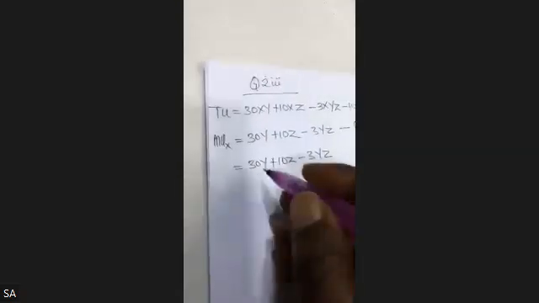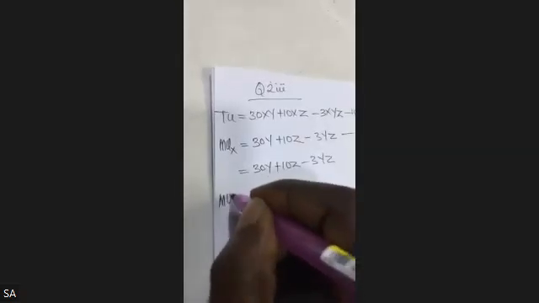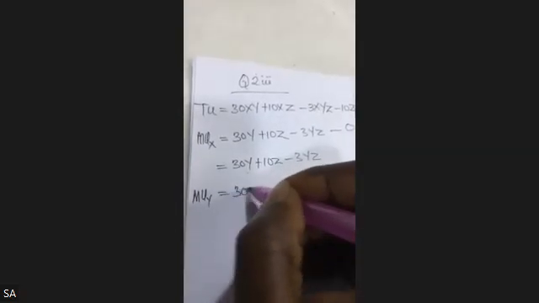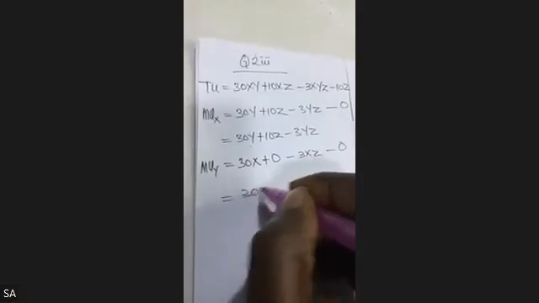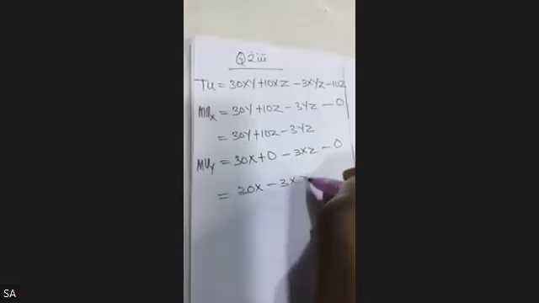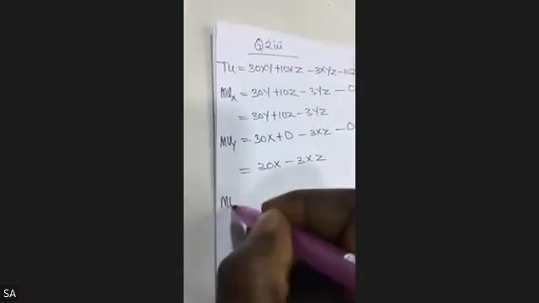Let's go to marginal utility of y. There is y here. So this is 30x. There is no y here, just put 0 here. There is y here, everybody. You can see there is y here. This will give us minus 3xz. There is no y here. This is 0. So final answer will be 30x minus 3xz. We are done.